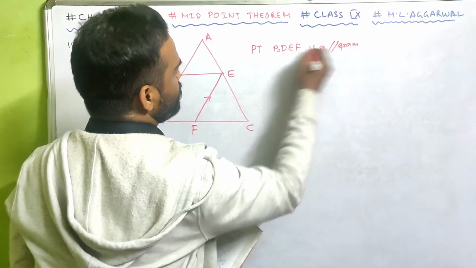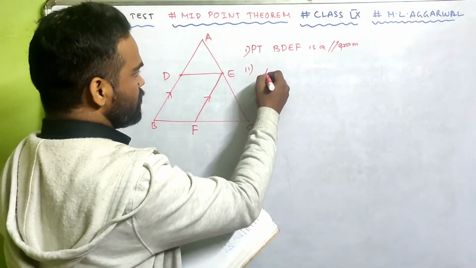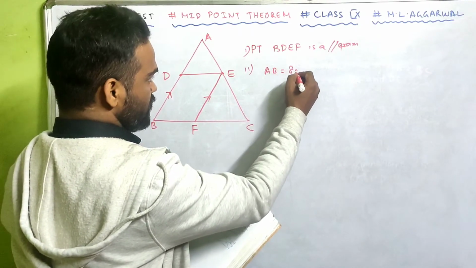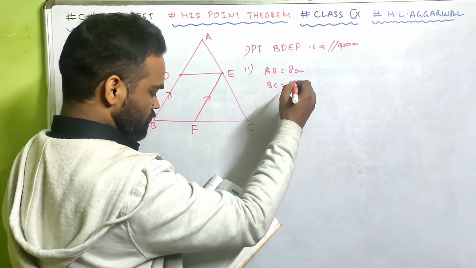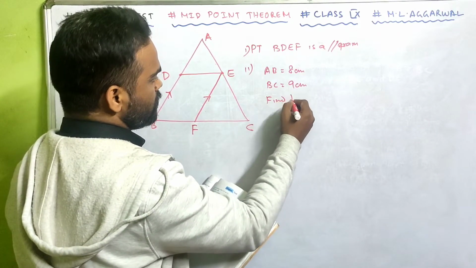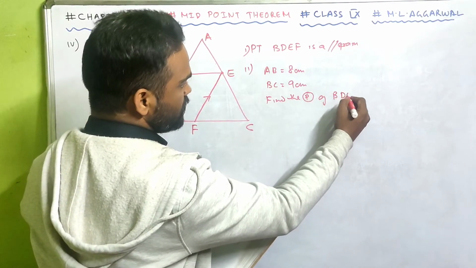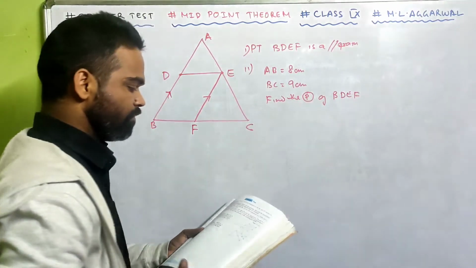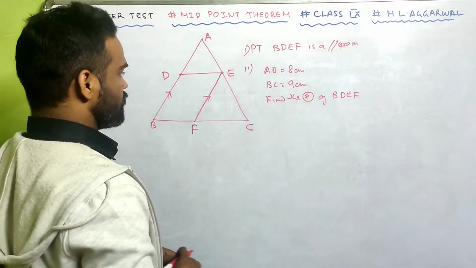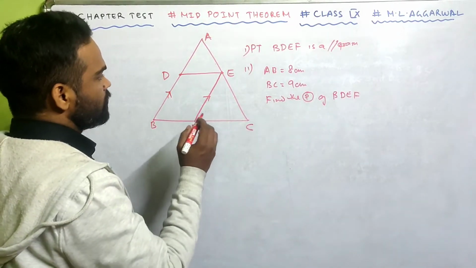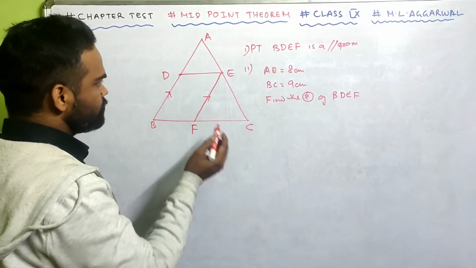The first one. There's something more. If AB is equal to 8 centimeter, BC is equal to 9 centimeter, find the perimeter of BDEF. That parallelogram, we need to find the perimeter. Now look carefully. What they have given, just try to understand.